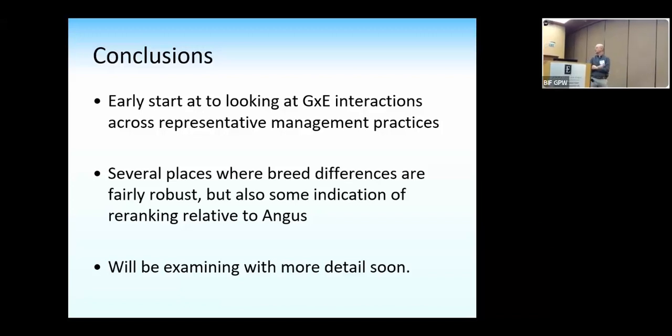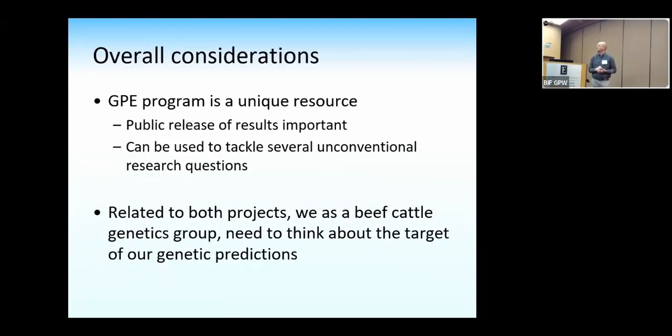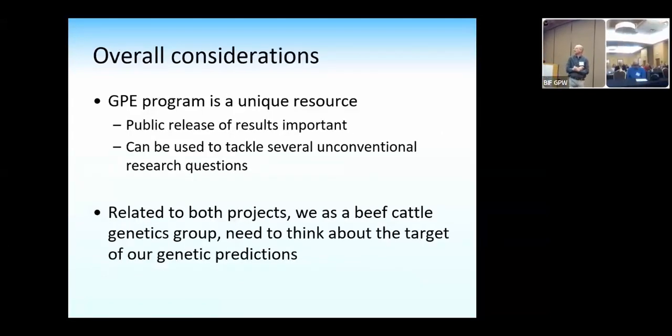There's several places where breed differences seem to be robust, but there's a few incidences where I had re-ranking. So if we get out of this and we say that breed differences seem to be robust across locations, that's pretty good for our genetic evaluation system overall. So it's not necessarily a bad result. We want to be sure what our power is with that when we're talking about those results, so we can say that. But maybe these types of traits hold up pretty well. We'll be examining this with more detail soon, of course, and just overall general considerations for GP and for where all this is going right now.